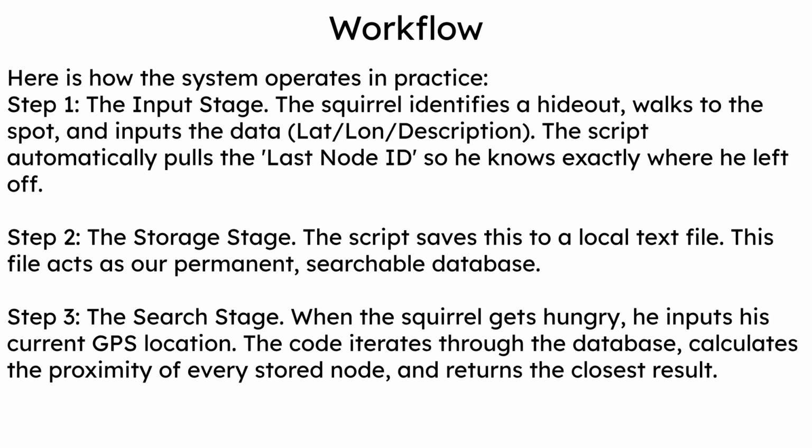Step 2. The storage stage. The script saves this to a local text file. This file acts as our permanent, searchable database. Step 3. The search stage. When the squirrel gets hungry, he inputs his current GPS location. The code iterates through the database, calculates the proximity of every stored node, and returns the closest result.